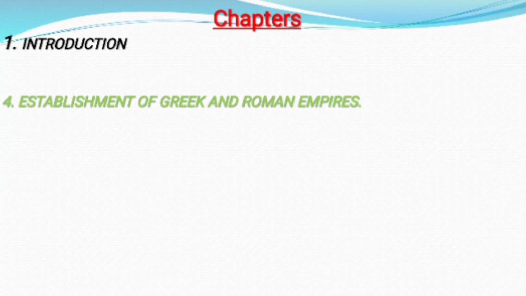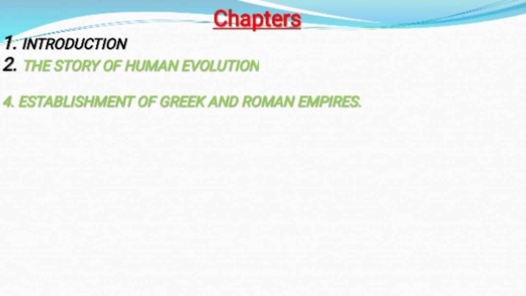The first chapter deals with the introduction. It includes the meaning, definitions and importance of history. Chapter number 2 relates to the story of human evolution. It deals with the theories of origin of the universe and earth, then the formation of the crust, human evolution, the factors responsible for human evolution, etc.